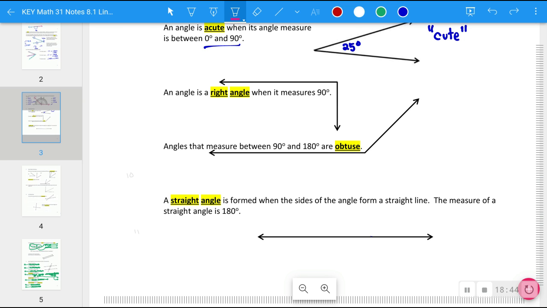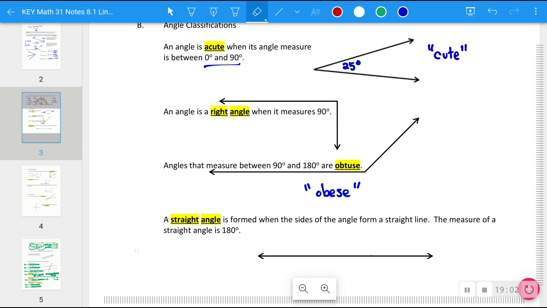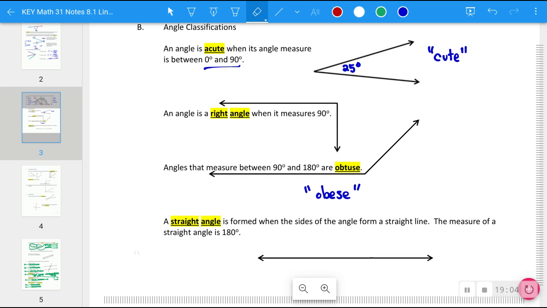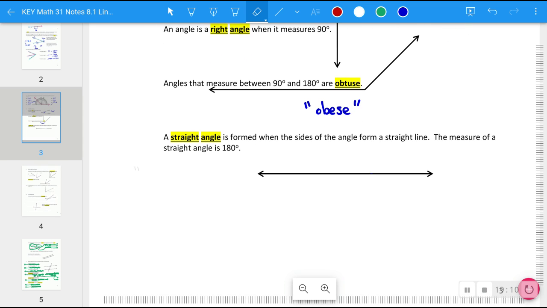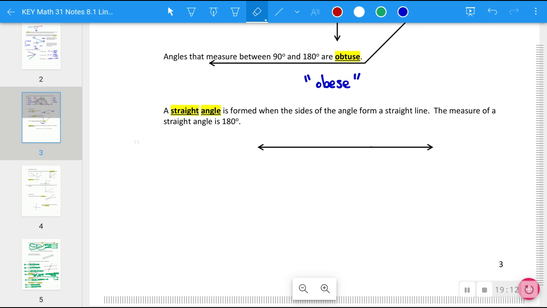Okay, then if you expand the angle, the alligator's mouth goes beyond the 90 and goes between 90 and 180. It's called obtuse. And the little remember word there is obese. In other words, it gets fat. So you have acute angles and fat angles, obese angles. The vocabulary words are acute and obtuse. To be obtuse, an angle has to have more than 90 degrees but fewer than 180 degrees. And then we have a straight angle, which is a 180-degree angle that forms a straight line.